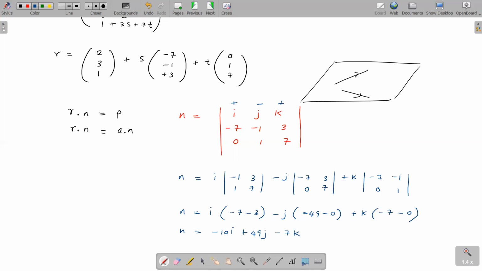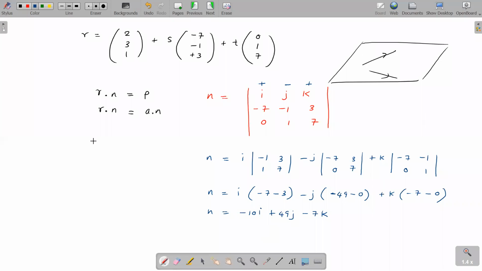Okay, so we are ready now to apply to the answer here. r dot n equals a dot n. So r dot n is -10, 49, -7. How do we get a dot n? a is a position vector on the plane, which is 2, 3, 1. Dot n, which is -10, 49, -7. So you know how to get the dot product. Can you all get the dot product here?